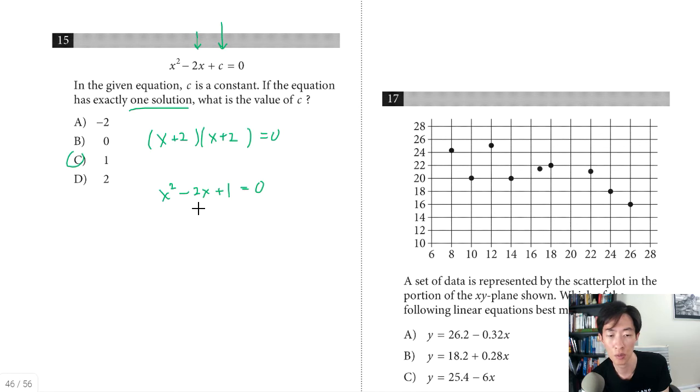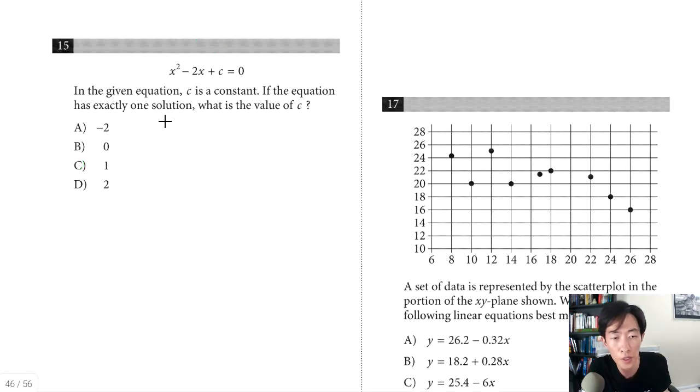And we know this works when we test it out, because our factors are going to be x minus 1 times x minus 1 equals 0, and the only solution for this is x has to be equal to 1. Now if you didn't think about completing the square, you could also use the quadratic formula. Because it's saying that the equation has exactly one solution, I know that in the quadratic formula that means the discriminant is equal to 0.